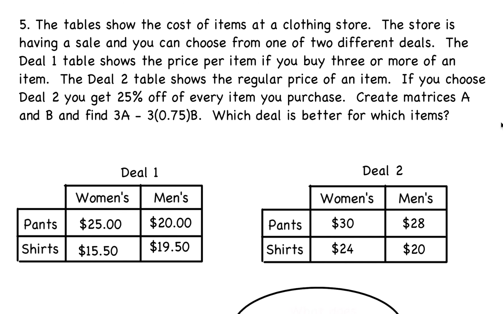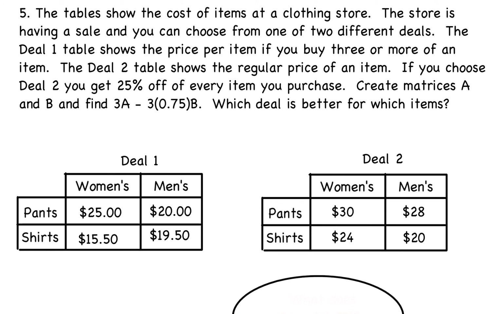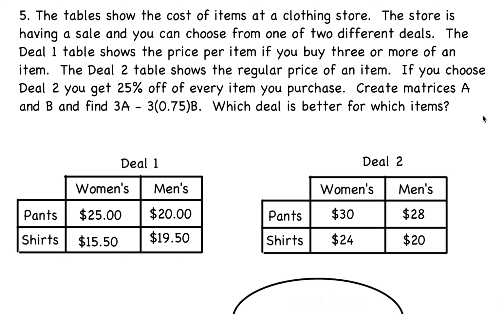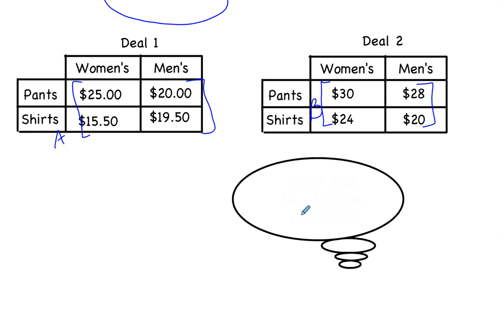This problem, I'm not going to take the time in this video to do, because it takes a little bit of time. I want you to go ahead and set this up. Call the matrix on the left matrix A, so make this right here matrix A. And then call this one right here matrix B. Then they want you to find this amount: 3A minus 3 times 0.75B, and figure out which is the better deal.